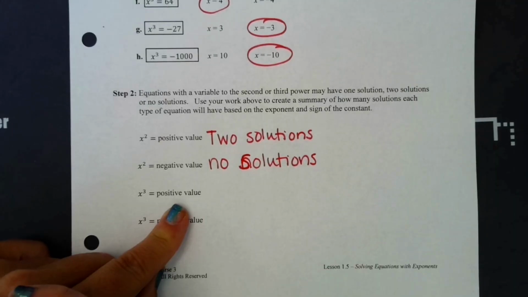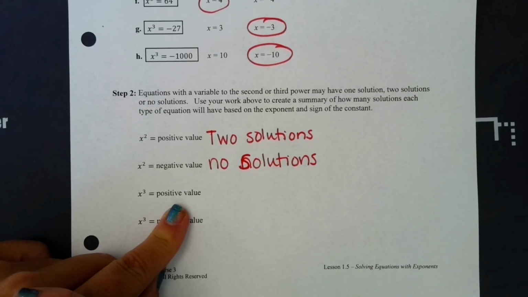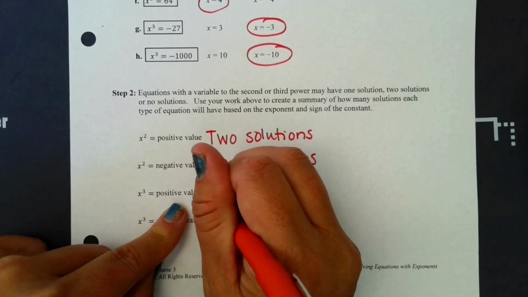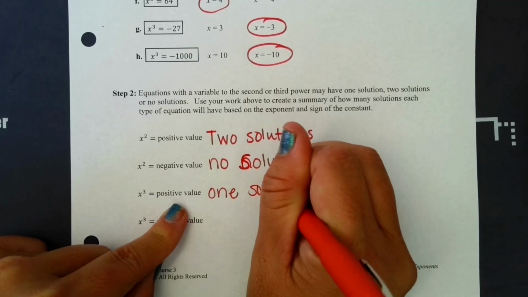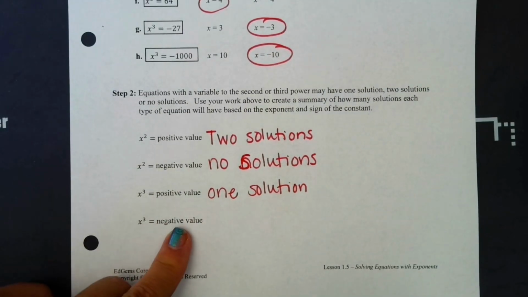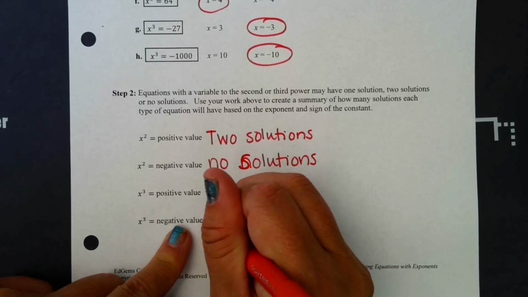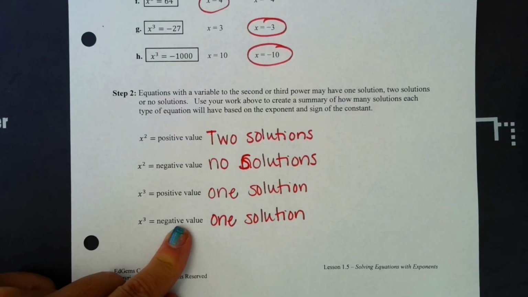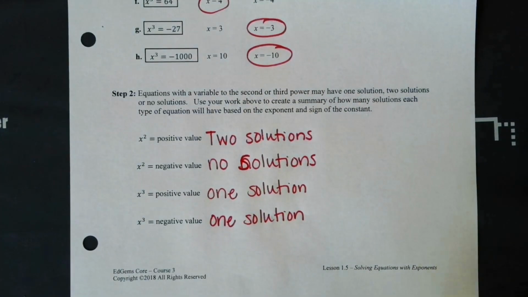All right. 3 cubed. How many solutions did 3 cubed have if it was a positive value? 1. Three cubed if it was a negative solution. This is going to be important to us because when we start solving these, it's going to be important to know which one has 1 solution, no solution, or 2 solutions.